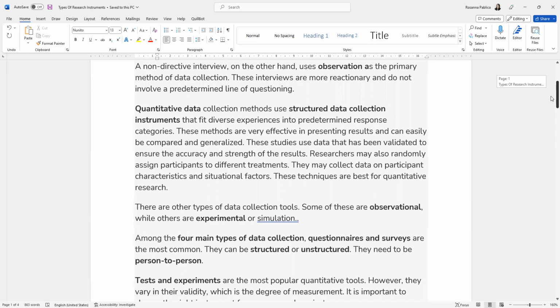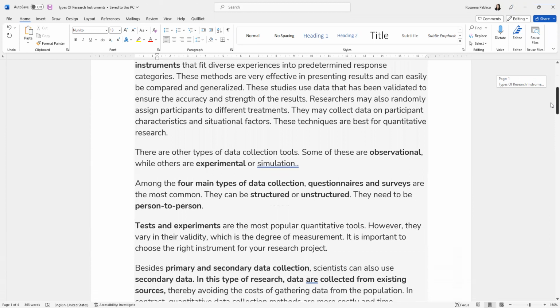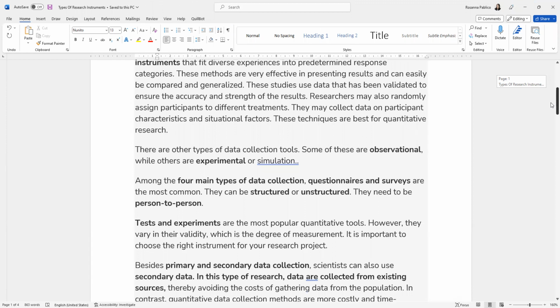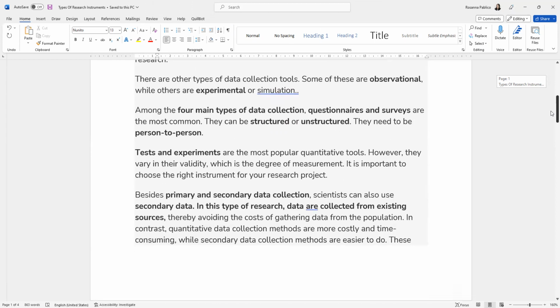Okay? There are other types of data collection tools. Some of these are observational, while others are experimental or simulation. Okay. Among the four main types of data collection, we have questionnaire surveys, no? We have standardized tests, no? We have interview. No? Sabi dito, they have to be done person to person, pero dahil sa sakit ngayon, no, because of the COVID-19, no, we can already do this via online.